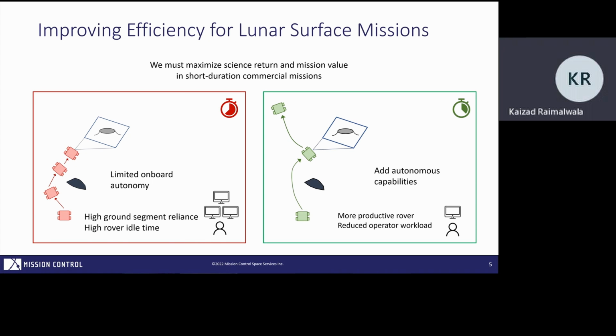And in many upcoming missions, there's some limitations with onboard autonomy. This introduces a high reliance on ground segment decision-making, which introduces high rover idle time. Overall, if you introduce several capabilities to add autonomy in the flight segment, this can enable the mission and rover to be more effective and productive overall, and perhaps also then reduce the operator workload in making decisions for several tasks.